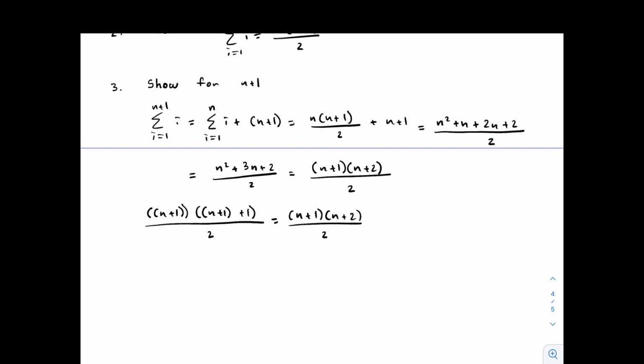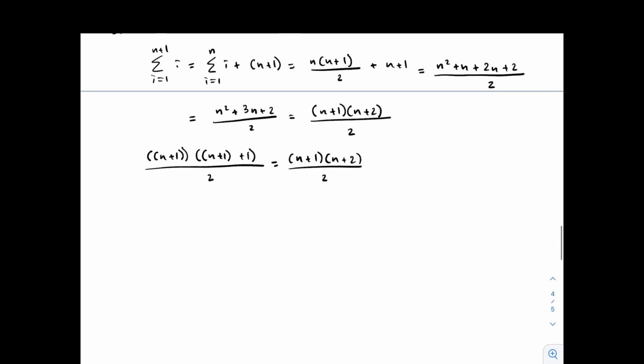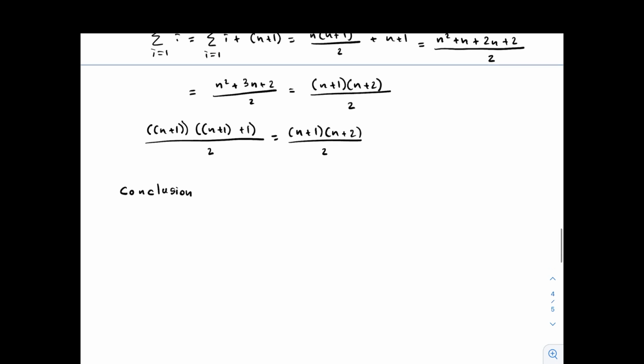And so in step 3, we showed that assuming that this formula holds for some arbitrary n, it also holds for n plus 1, and therefore our conclusion is that the formula for the sum of values from i equals 1 to n is indeed n times n plus 1 over 2 for all n.